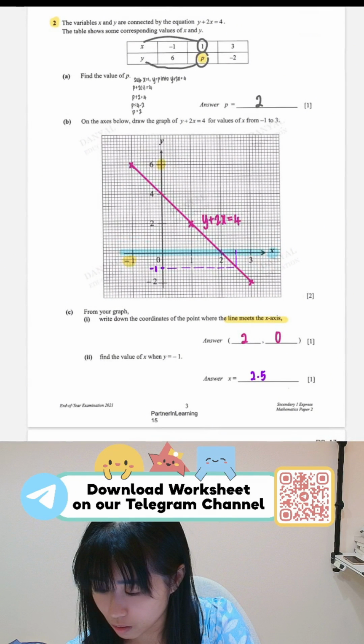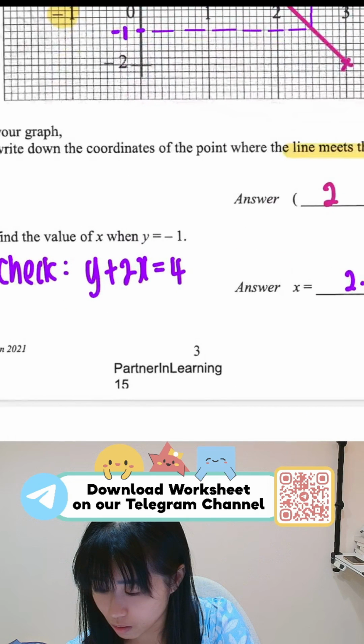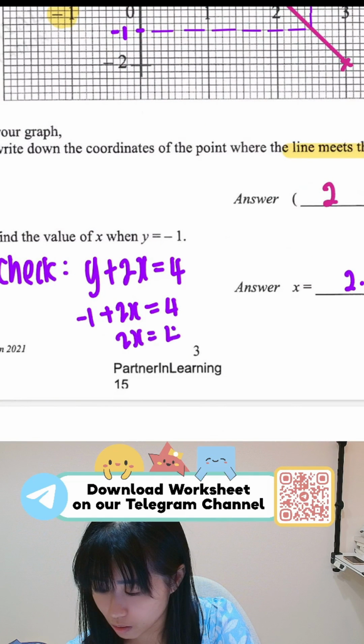This is just to check only, okay? Since the equation is y plus 2x equals 4, right? This is what is given, correct? So you sub in y is minus 1, then you plus 2x equals 4. So 2x equals 4 plus 1. You bring over the minus 1, it becomes plus 1. So that will give you 2x equals 5. So x equals 5 over 2, then you get x is 2.5.